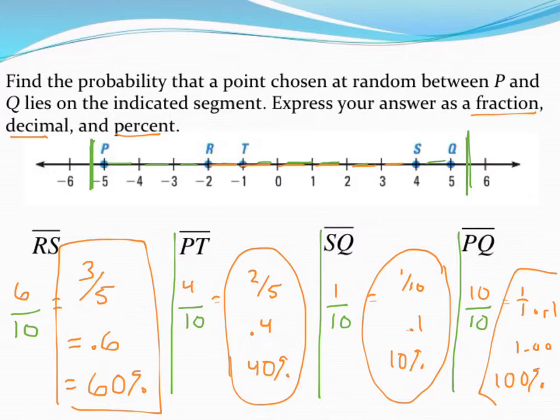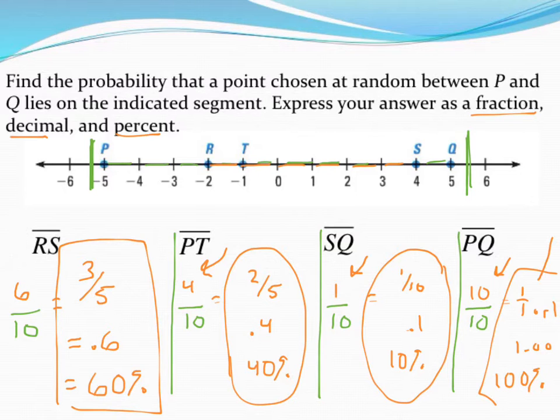So there you go. Hopefully your answers matched up to mine. Just make sure you've counted carefully. PT was 4 units long, SQ was 1 unit long, and PQ was 10 units long. So notice for segment PQ, since I want the probability that I stop on PQ between points P and Q, like it's going to happen. Anything between there is going to be picked. So that's why my percentage was 100%. It was the length of the entire thing.